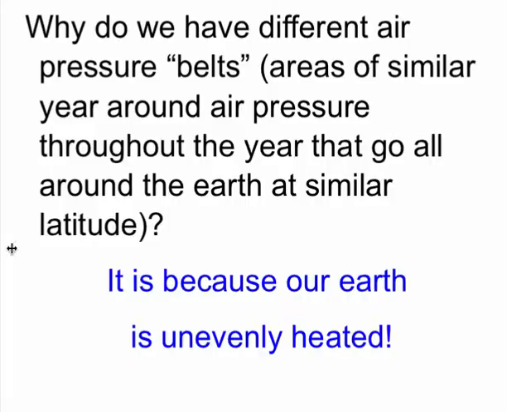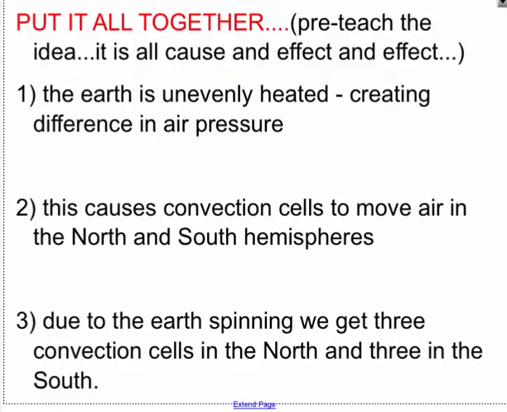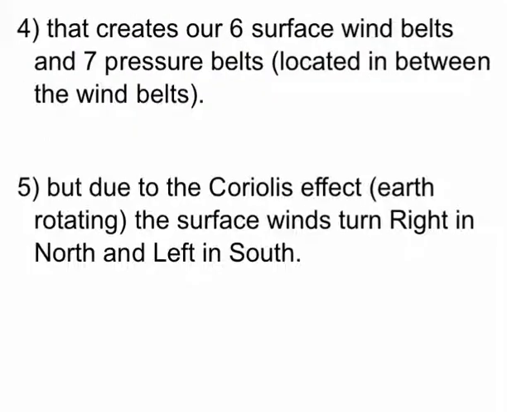You got that right. So put it all together. This is what you need to know. Cause and effect and effect and effect. Yes, the Earth is unevenly heated, creating differences in air pressures. Those differences in air pressures create convection cells that move air in the north and the south hemispheres. And due to the Earth spinning, we're going to end up getting 3 convection cells in each hemisphere instead of 1. This also creates the 6 surface wind belts, 3 in the north, 3 in the south hemisphere. And in between the wind belts are the pressure belts, which are caused by the Earth being unevenly heated.